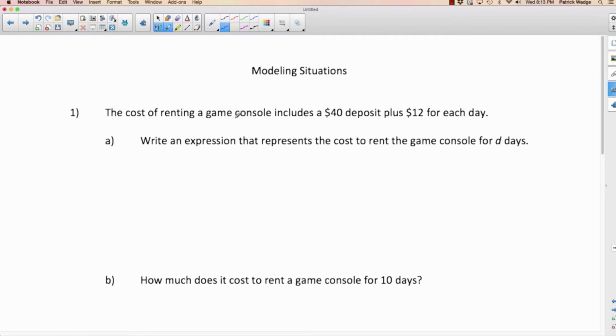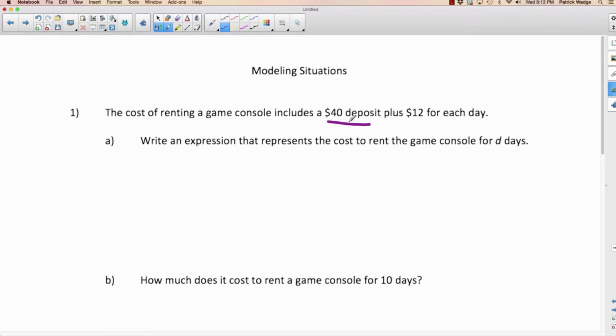It says the cost of renting a game console includes a $40 deposit plus $12 for each day. Right? Often if you go to rent something, there's like some kind of damage deposit or service fee or something like that. So regardless whether you take this game console out for 1 day or 50 days, you always pay 40 bucks. Okay, that's a given.